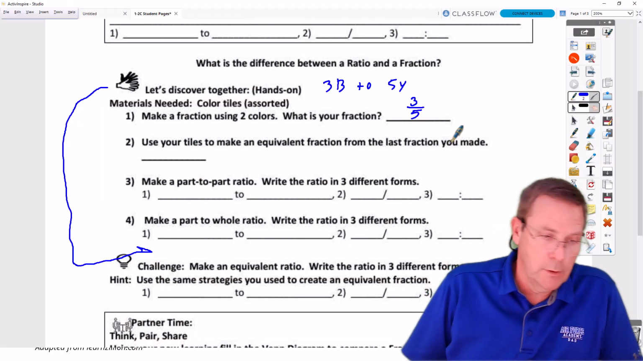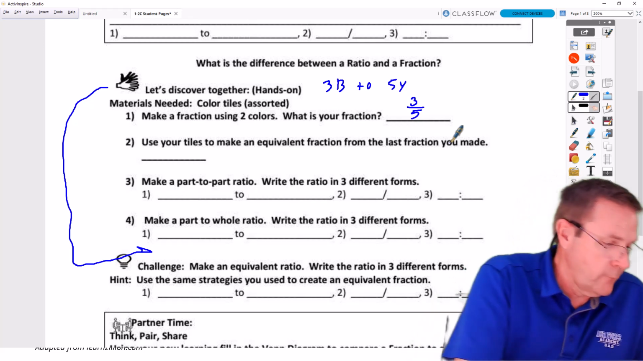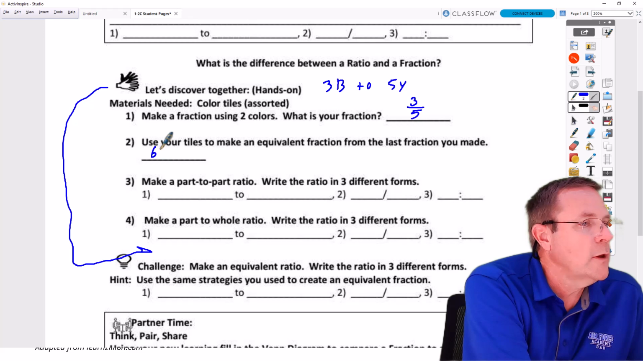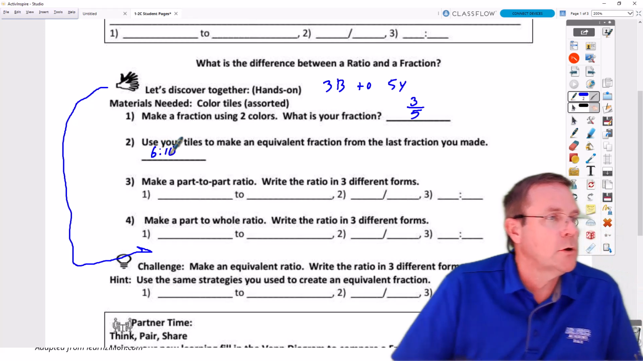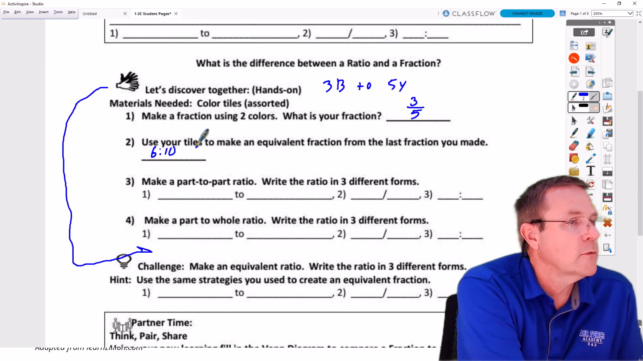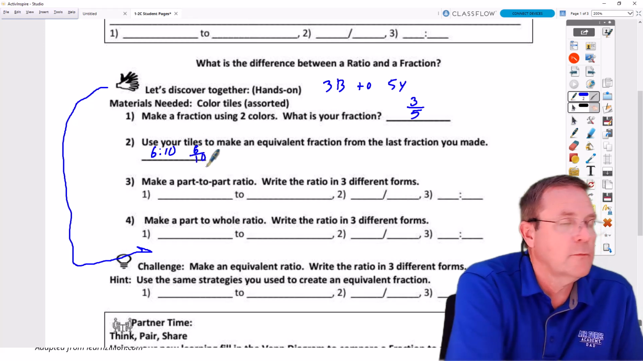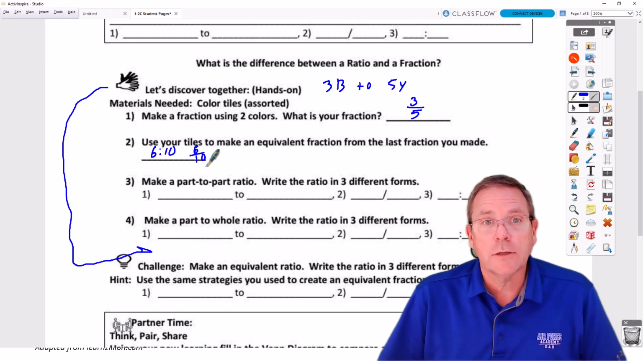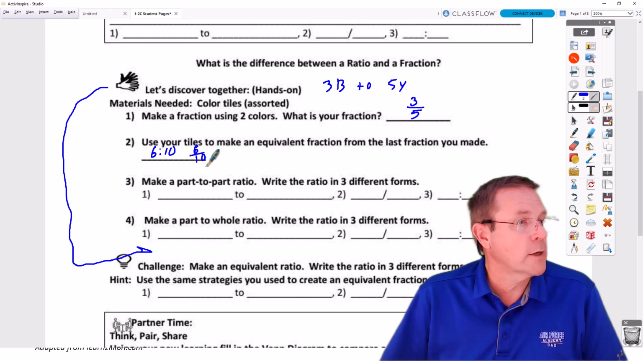The 6 blue to 10 yellow is going to be an equivalent fraction that we can write, if I can find my pen where I left it, here we go. So a 6 to 10 ratio, or actually they said to do it as a fraction, so it's going to be 6 over 10. It'd be nice if they gave us some room to work on that. It is an equivalent fraction to the 3 over 5 fraction.